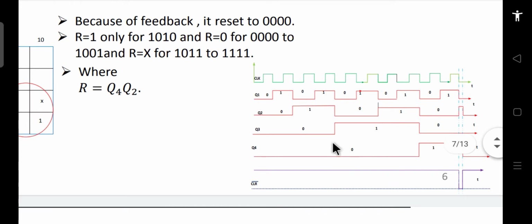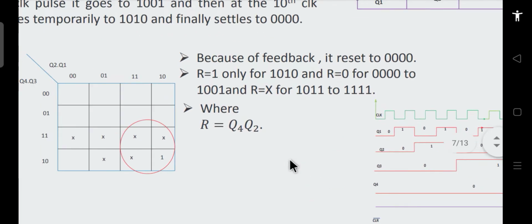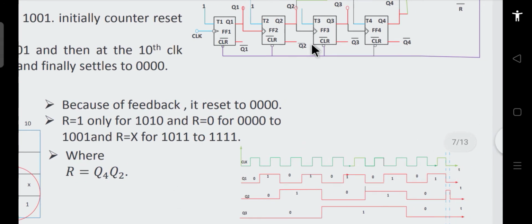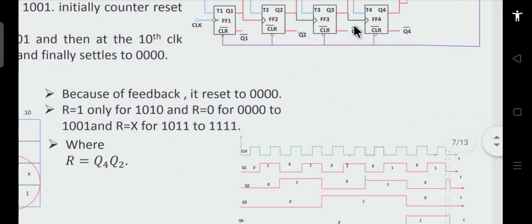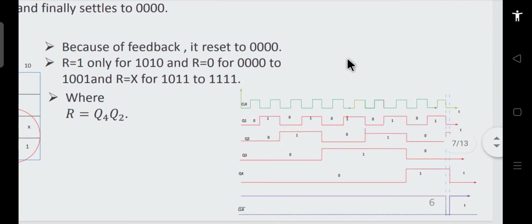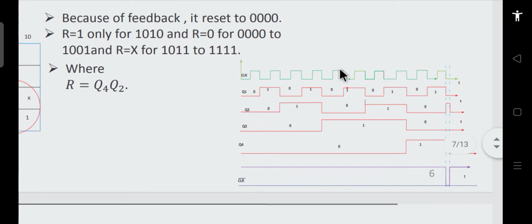This timing diagram says that this is a negative edge triggered flip-flop. If you look at the circuit, you can see that it is a negative edge triggered flip-flop. The bubbles are there and the triangles are there. The triangle shows that it is edge triggered, and the bubble shows that it is a negative edge.